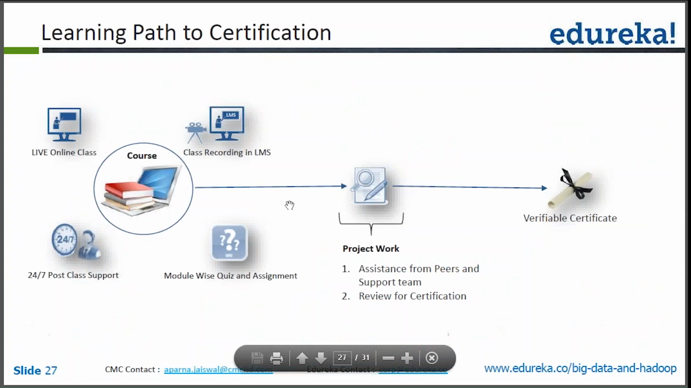And as such, in the certification path, it's a live, instructor-based course, and generally we will have one-to-one interaction in the classes, like any doubts, clarifications, because the ratio of attendees to instructor will be low, so that we can give individual attention. Every class will get recorded and added to the LMS. We will be having 24 by 7 support, and every module will have a quiz, everything.